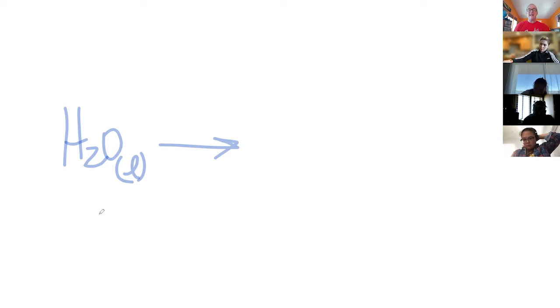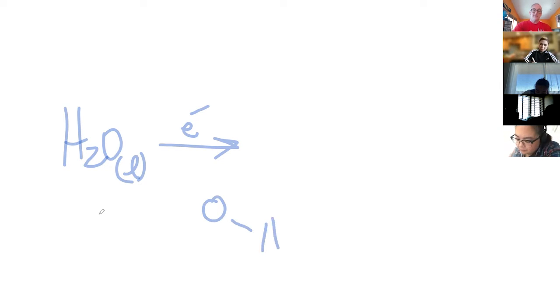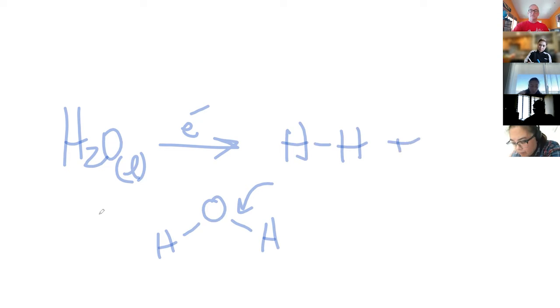So let's take water again as a liquid. But instead of putting heat in, this time I'm going to put in electricity. So when I put electricity into water, I do get separation. What happens is these chemical bonds between oxygen and hydrogen break. And then new bonds form between the hydrogens and the oxygens.